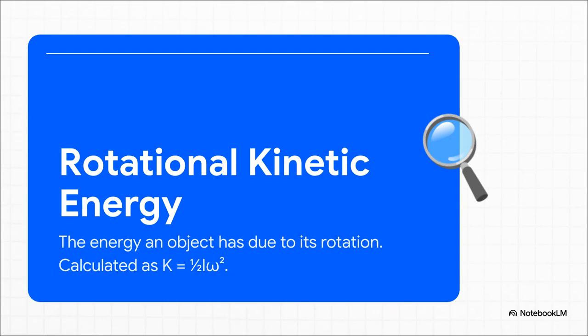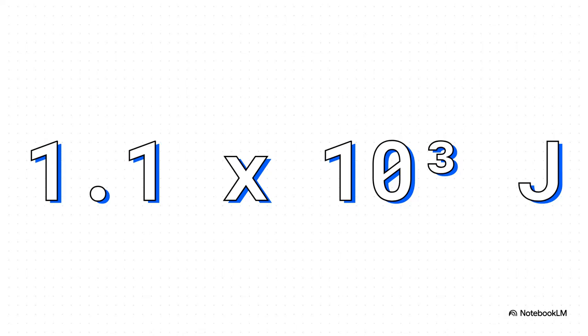We all know that an object that's moving has kinetic energy. Well, it turns out an object that's just spinning in place also has kinetic energy. We call it rotational kinetic energy. And just look at that formula, 1/2 I omega squared. It's a perfect analog to 1/2 mv squared. It just makes sense. And this isn't just some abstract idea. This is real, measurable, usable energy.